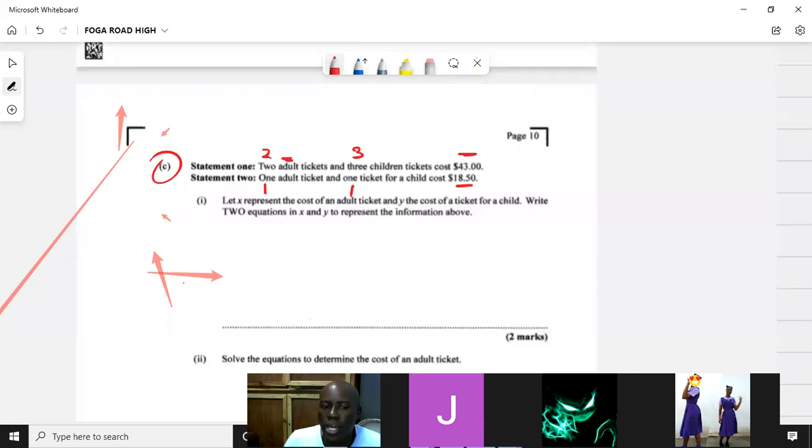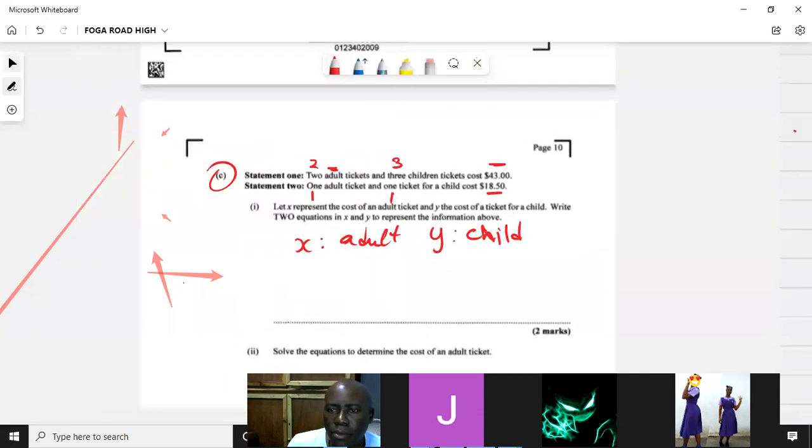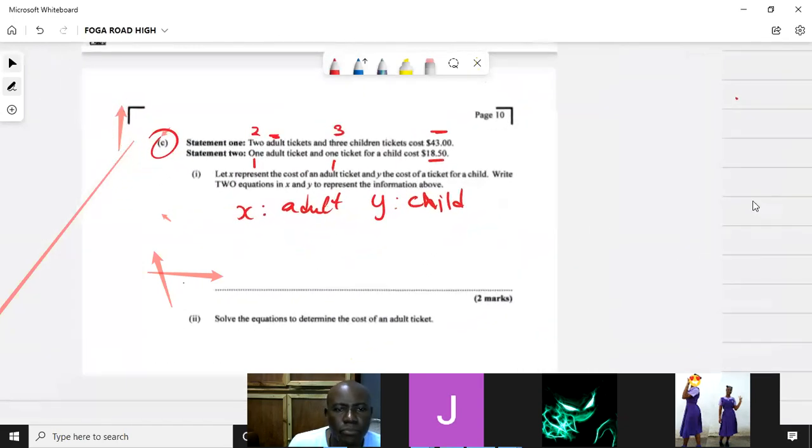Whenever we're solving simultaneous equations, they have to give 2 situations, of which we have it. They also advise us and say, let X represent the cost of an adult ticket. X is my adult ticket. And then Y is the ticket for a child. All right. Now, let's put this together. Write 2 equations in X and Y to represent the situations.